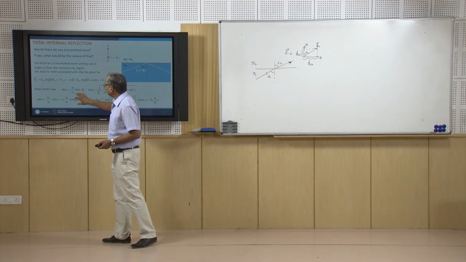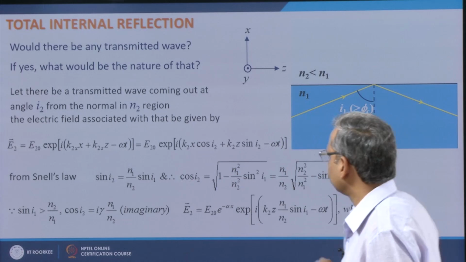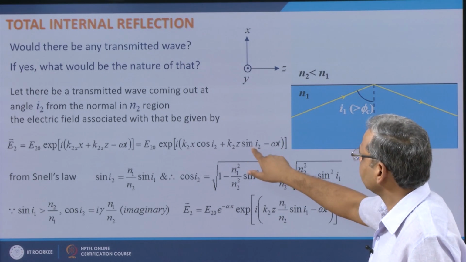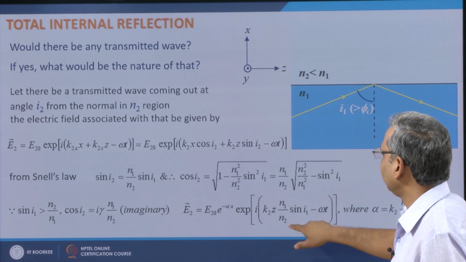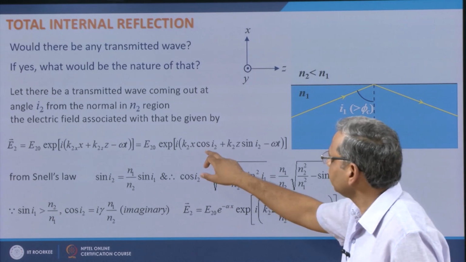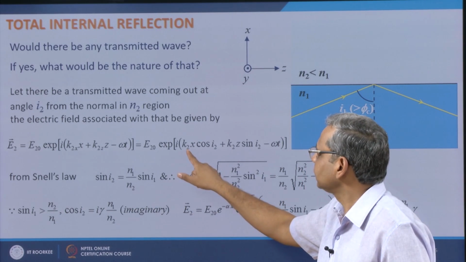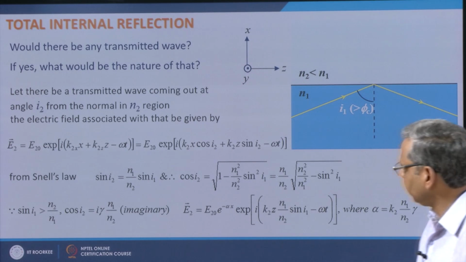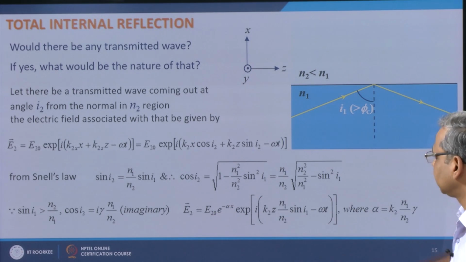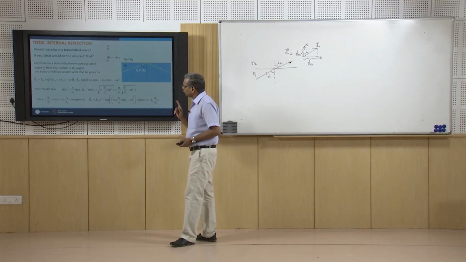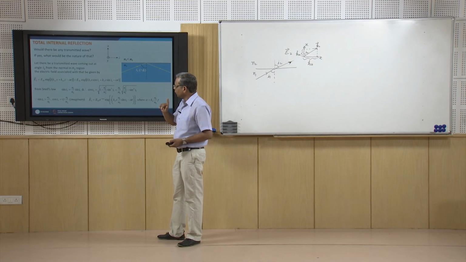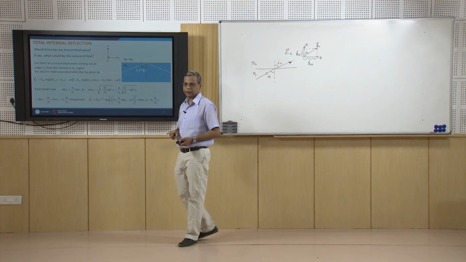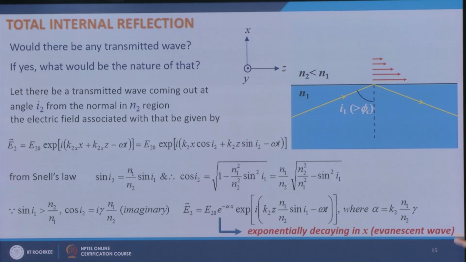So now if I put these values of sine I2 and cosine I2 back into this, what I get is that, corresponding to z it is fine, k2z n1 over n2 sine I1 minus omega t, but corresponding to x I have the i gamma factor, and this i gamma when it is multiplied by this i, it becomes exponentially decaying. So I will get some E2 0 e to the power minus alpha x times this, where alpha is this. So what have I got? I have a transmitted wave whose amplitude decreases with x exponentially. So I have a transmitted wave whose amplitude decreases exponentially in the x direction. This is known as evanescent wave.